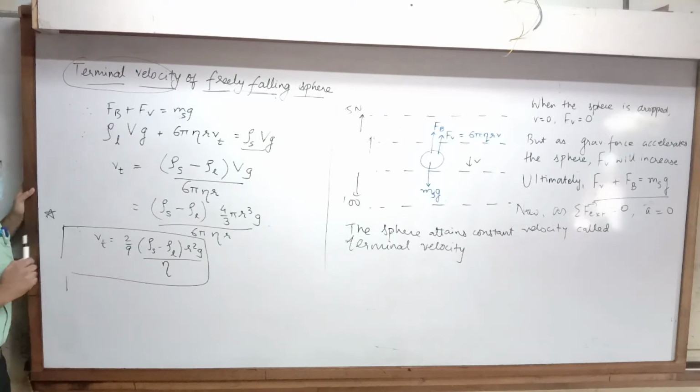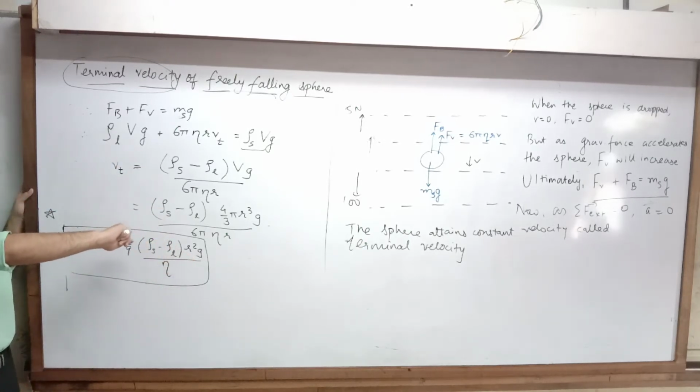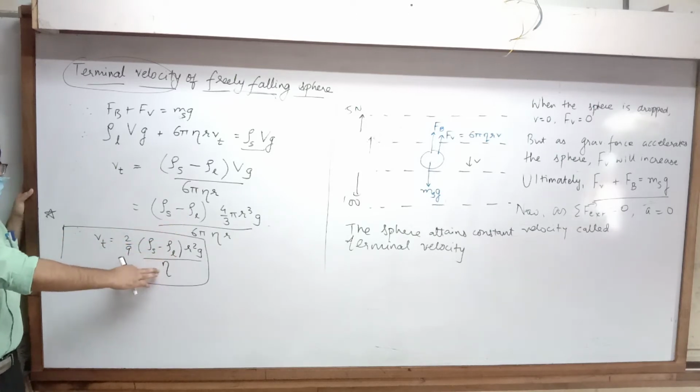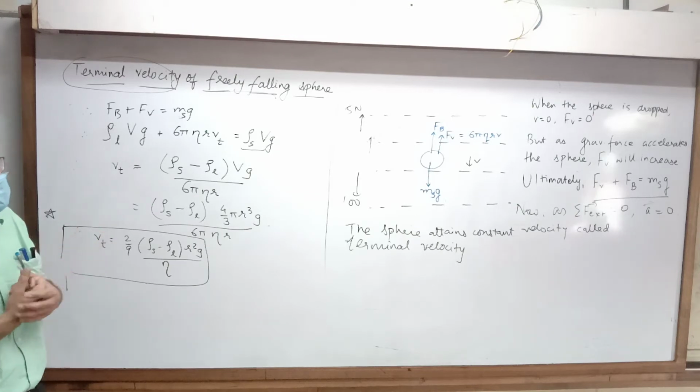Rho s, density of sphere. Rho L, density of liquid or fluid. R for radius of the sphere. G, acceleration due to gravity. Eta, coefficient of viscosity of the fluid.